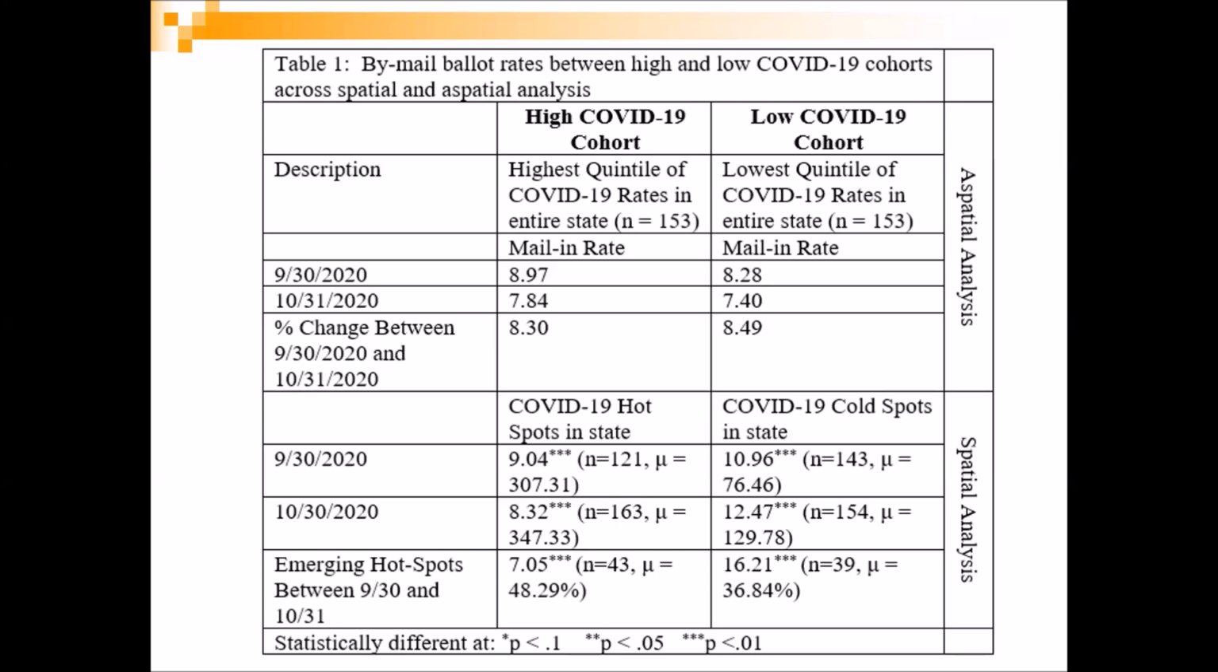And then we did emerging hot spots and emerging cold spots. Areas that had increased, the emerging hotspots, were mailing at about half the by-mail rate of their counterparts that had no COVID. So the areas that were actually decreasing COVID were mailing at even faster rates than the other areas. Now, why? Why are areas with high COVID not mailing in their ballots?